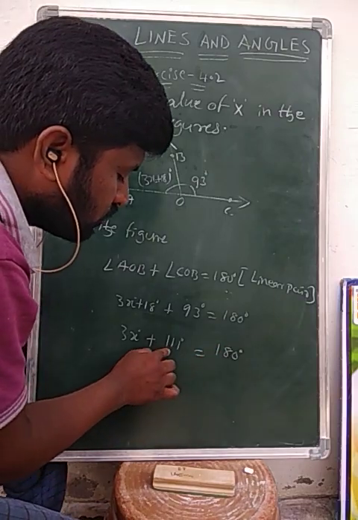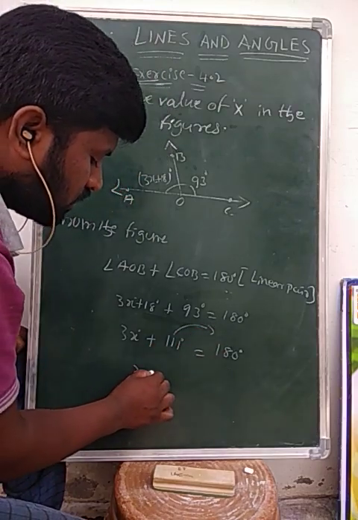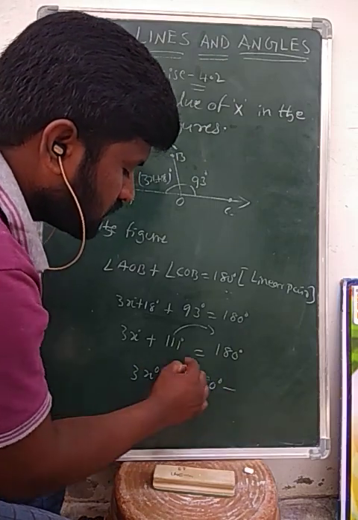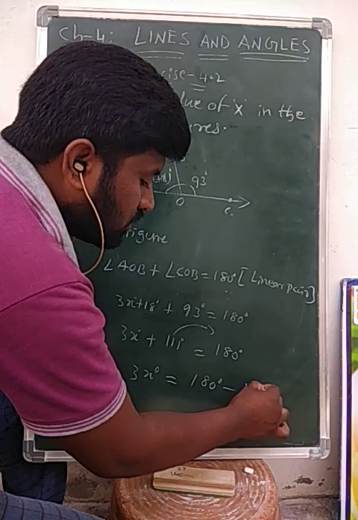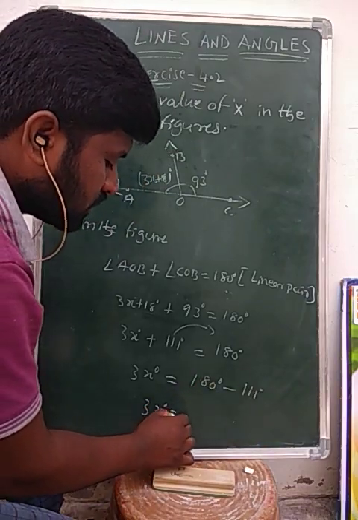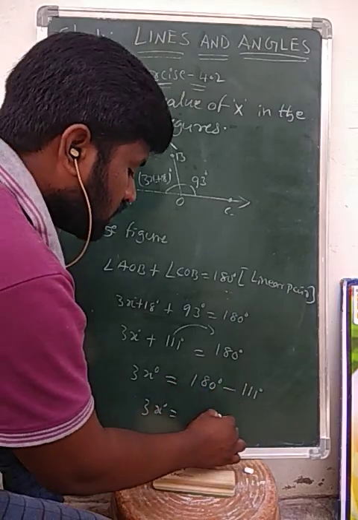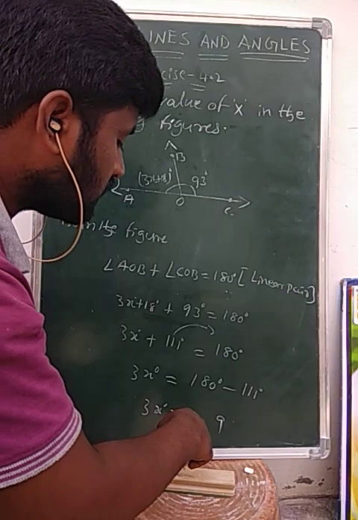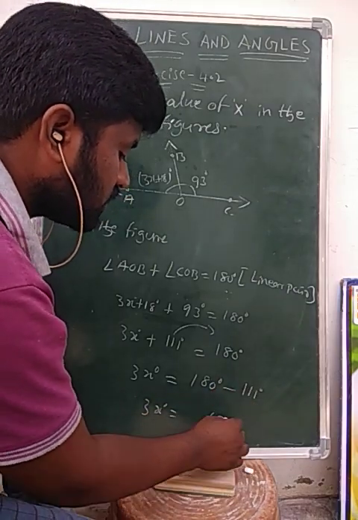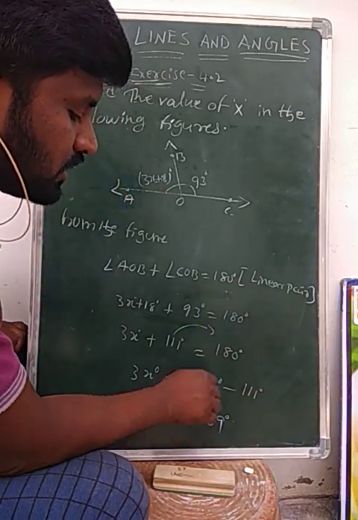Now I am transposing 111 degrees from LHS to RHS. Now we get 3x degrees is equal to 180 degrees minus 111. Now 3x degrees is equal to 180 minus 111, means we get what now? That is 69 degrees. Okay? That is 69 degrees.